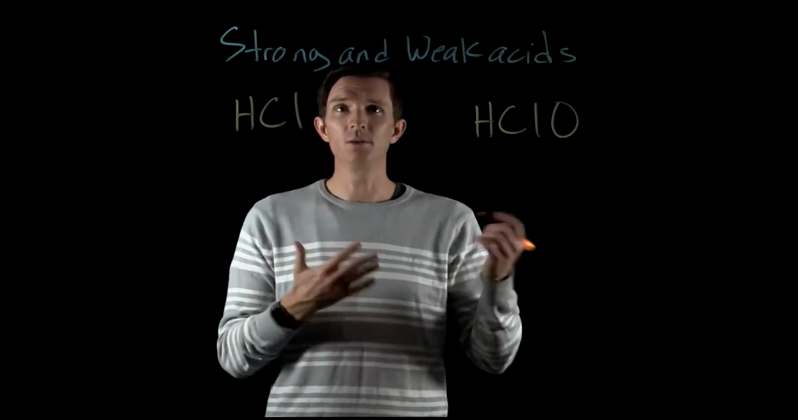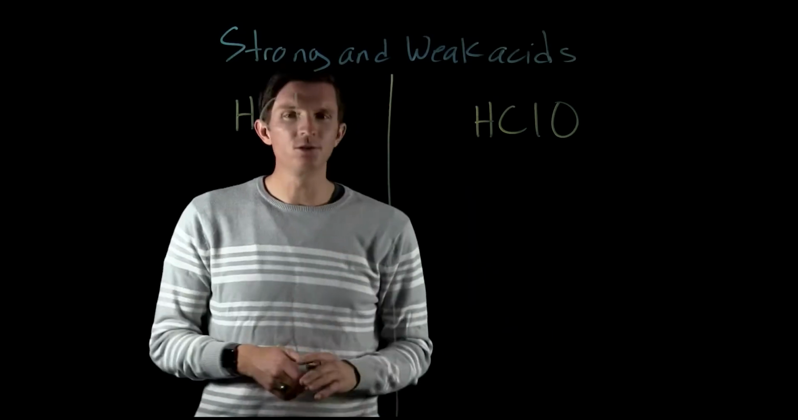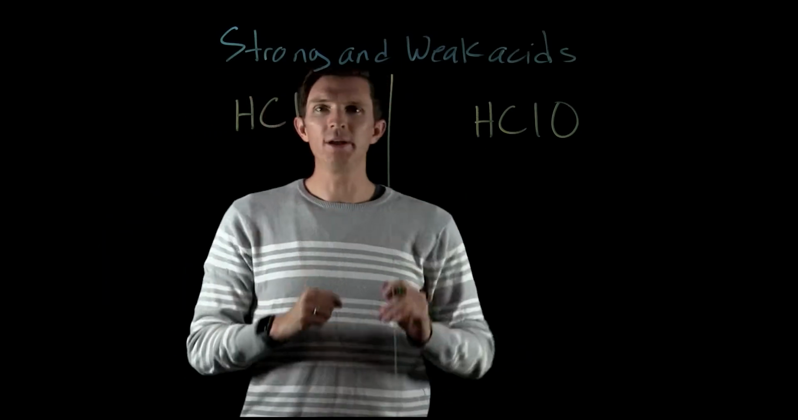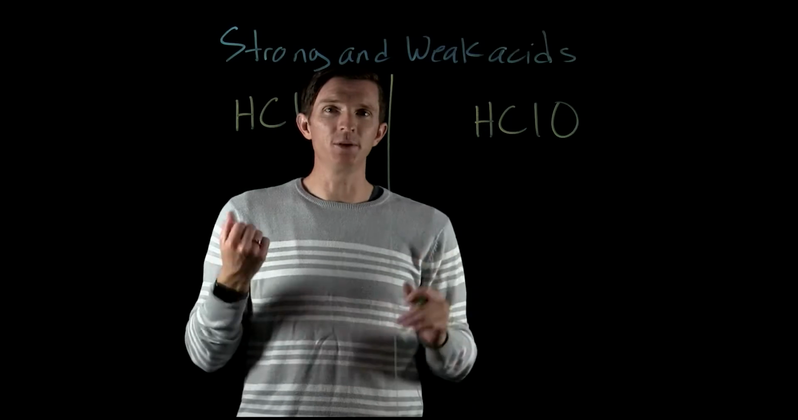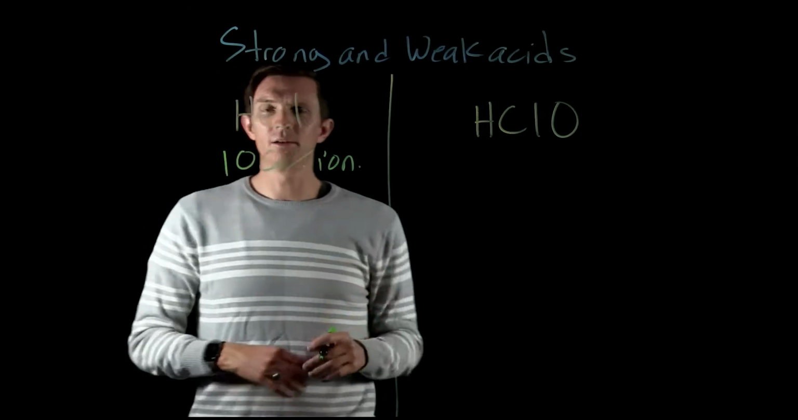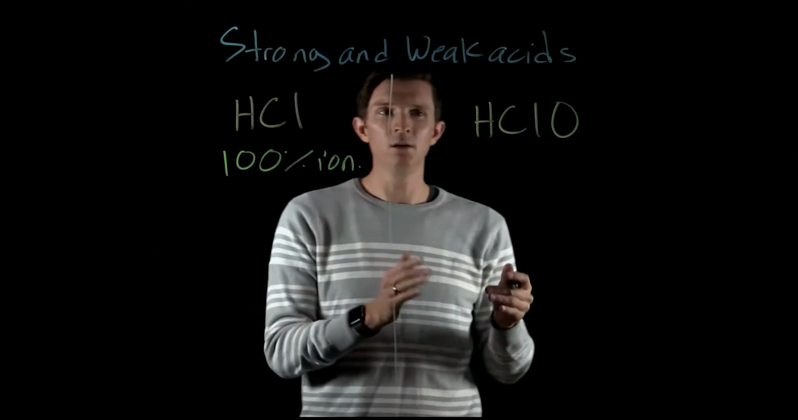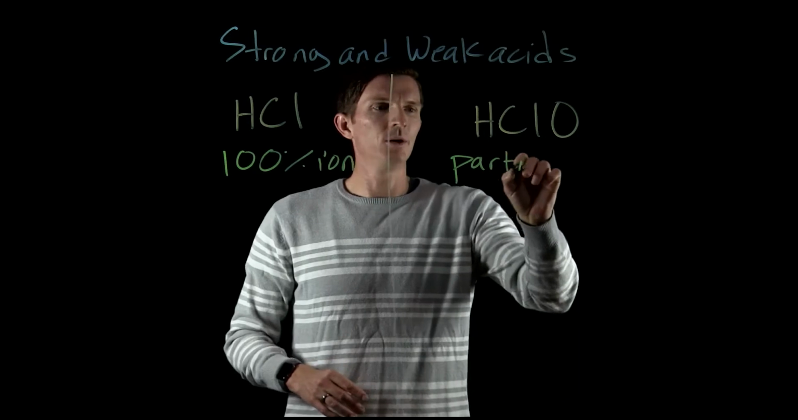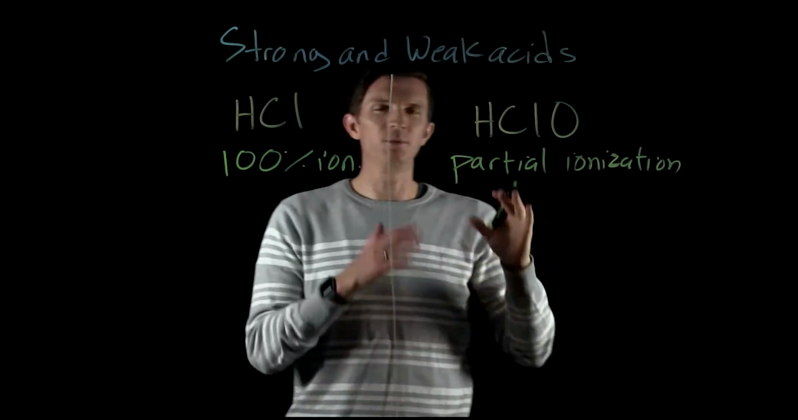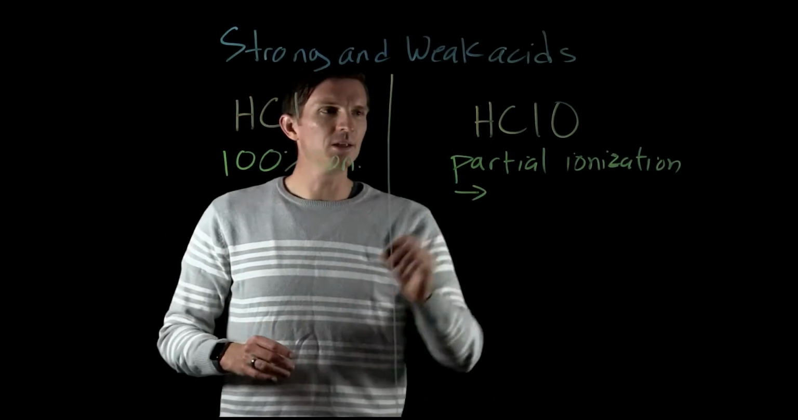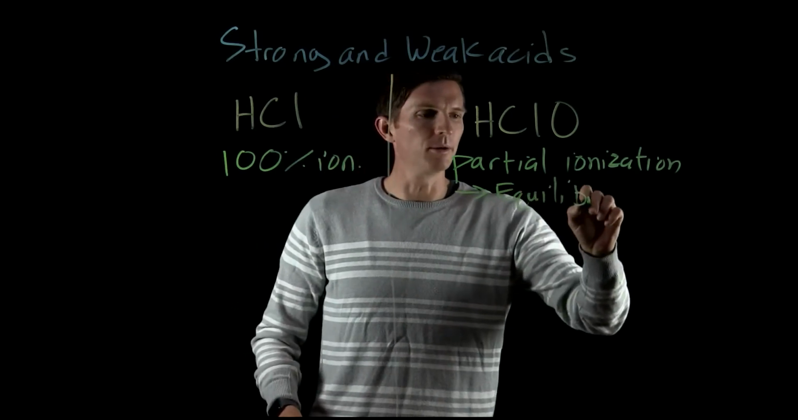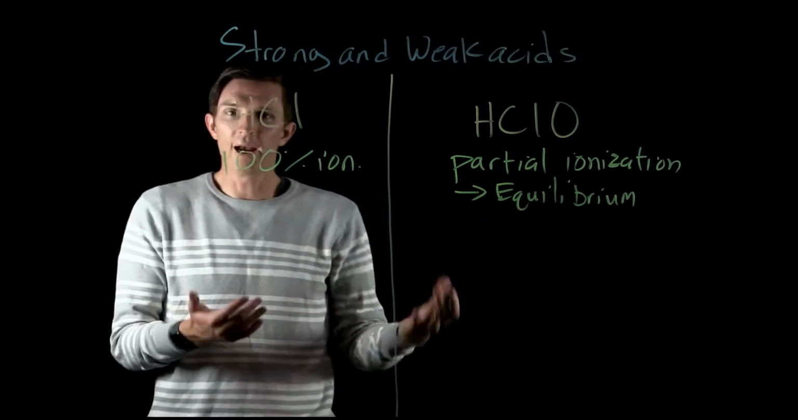Okay, and so we see that HCl is one of our strong acids, one of the acids that we know fully ionizes. And so we want to look at the difference between what a strong acid and a weak acid is. The main difference between these is that for a strong acid we get 100% ionization, whereas for a weak acid we only get partial ionization. And the reason we talk about this difference between partial and 100% is that our weak acids undergo equilibrium in water when we add them to water.